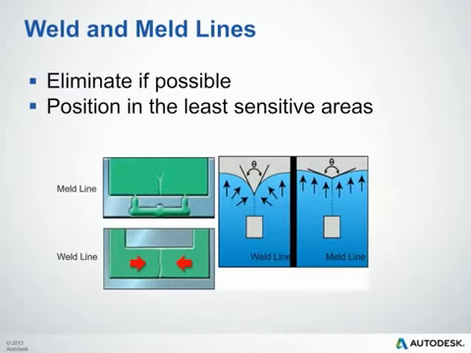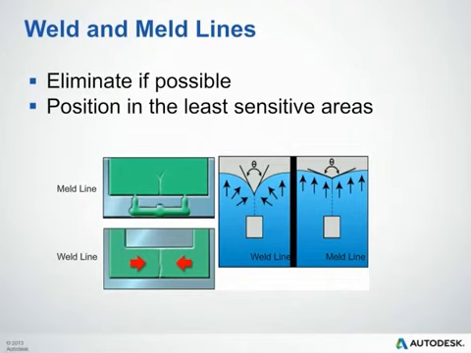Another thing we'll discuss in a little more detail are weld and meld lines. The key differentiator between the two is that a weld line is formed when two flow fronts typically meet head-on. A meld line is formed when the flow fronts meet while flowing in the same direction. So you can see the difference between the two in the image below. Weld lines are generally weaker and more visible than meld lines, but they should both be avoided when possible.